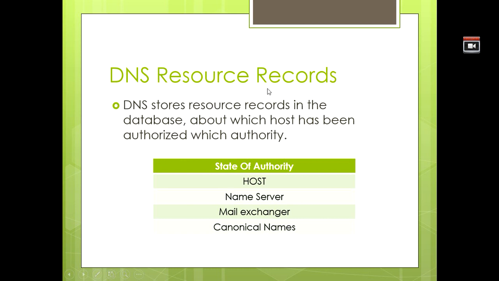Resource records. What is a resource record? A resource record is all the details that are stored in the DNS server while data is being transferred from one system to another system. So resource records in a database are about which host has been authorized by which authority. Here we can see five authorities. First one is start of authority. Start of authority is about who has how much authority of transferring data.